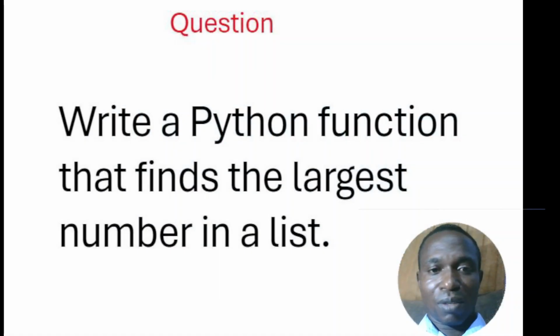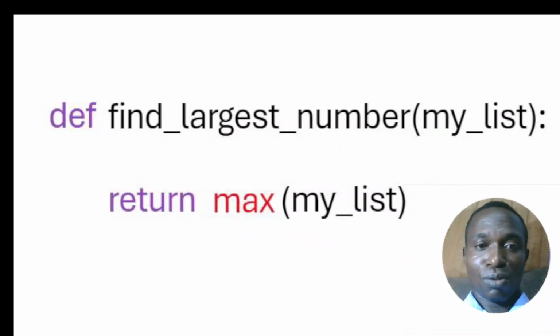Today we want to write a Python function that finds the largest number in a list. Remember, in our last tutorial we wrote a Python function that finds the sum of numbers in a list with just 2 lines of code. You can also use just 2 lines of code to find the largest number in a list with the help of max, which is the inbuilt function.